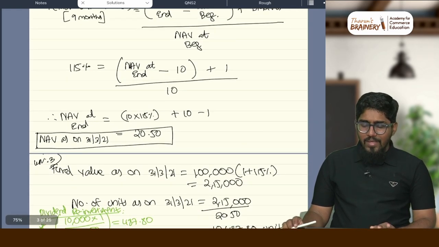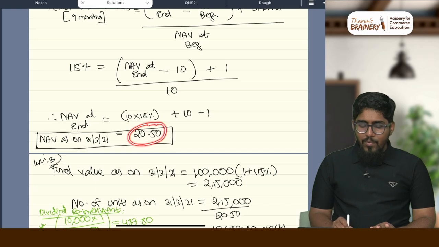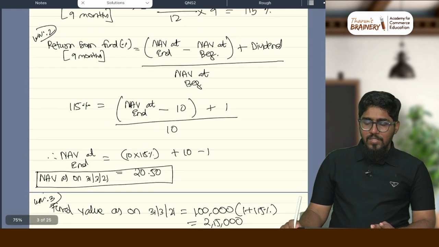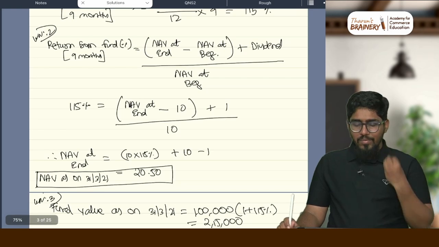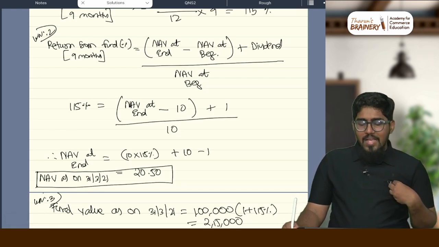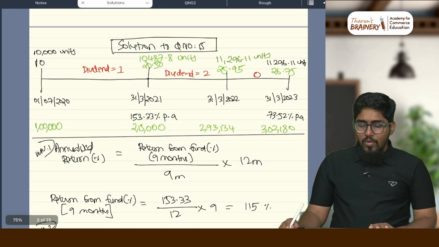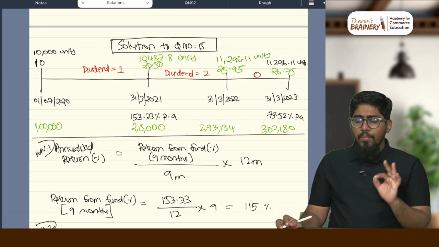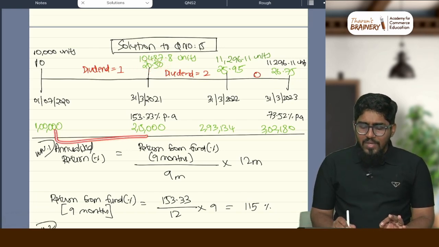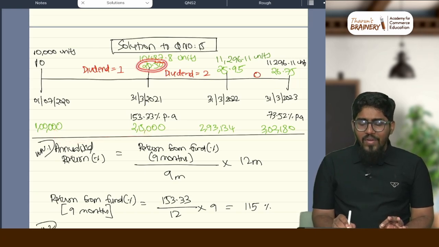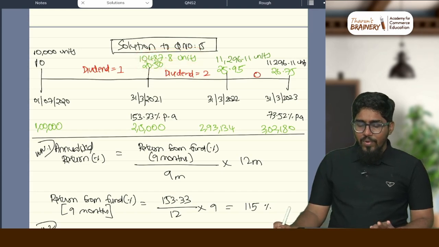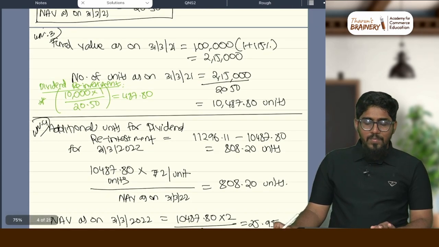So my NAV at the end is equal to 20.50 rupees. Are you all with me? So first you find out my NAV as on 31/3/2021, which is nothing but 20.50. Now a very important part: this 1 lakh has become 2,15,000 and my NAV is 20.50. So how many units am I having? The units are 10,487.8. This much clarity you are having.